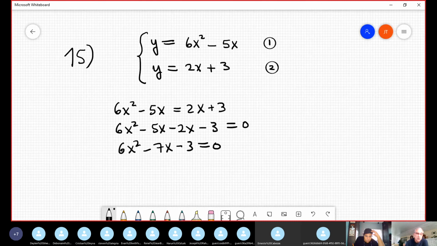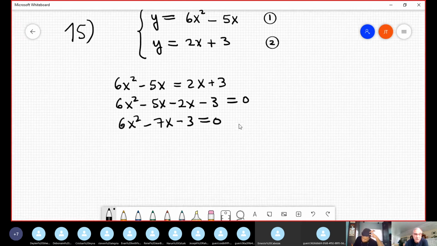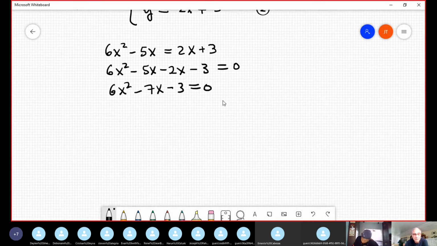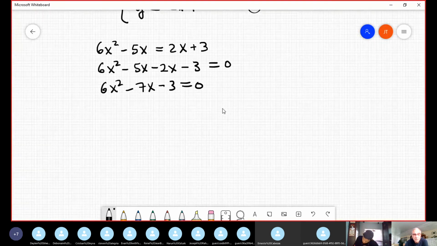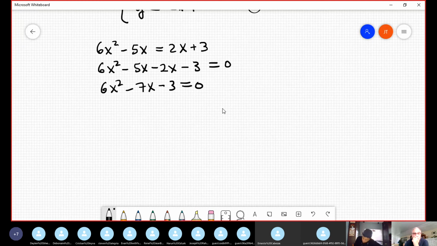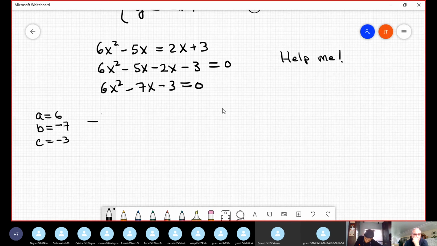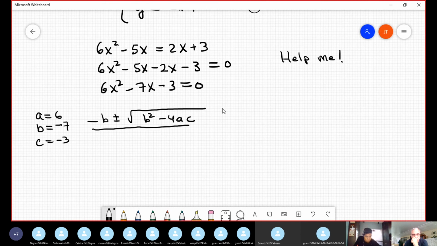Good. So what do you consider we are doing, factorization or the quadratic formula? What do you think? Opinion, help me, please. Quadratic, okay, I agree with you. A is 6, B is -7, and C is -3. Plug it in. My quadratic formula is minus b plus or minus the square root of b squared minus 4ac, divided by 2a.